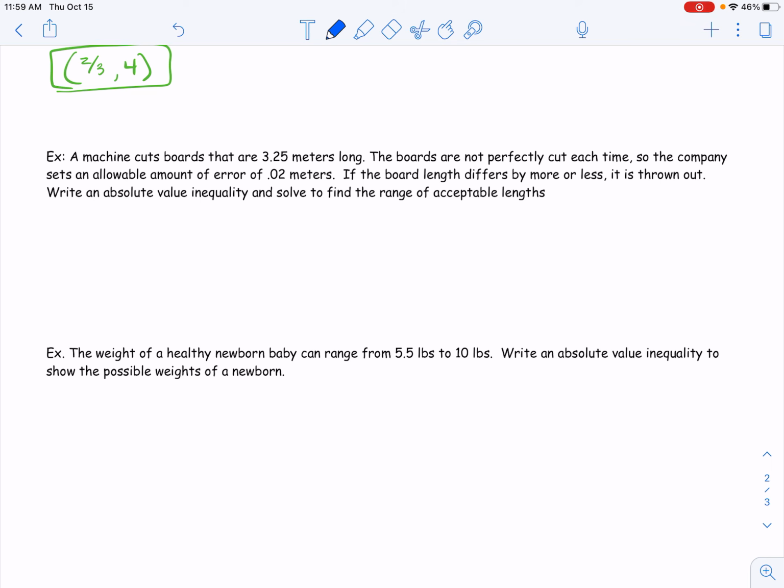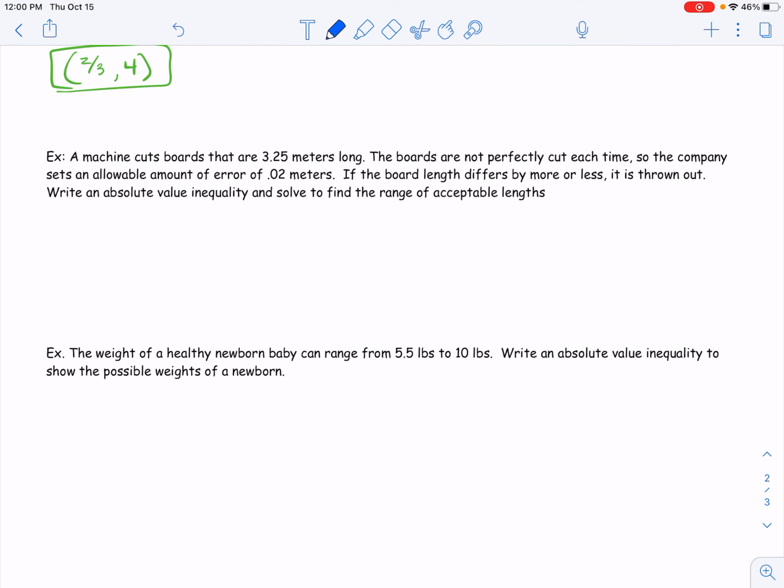A machine cuts boards that are 3.25 meters long. The boards are not perfectly cut each time, so the company sets an allowable amount of error of 0.02 meters. If the board length differs by more or less, it is thrown out. Write an absolute value inequality and solve it to find the range of acceptable lengths. There it was. I apologize for that.